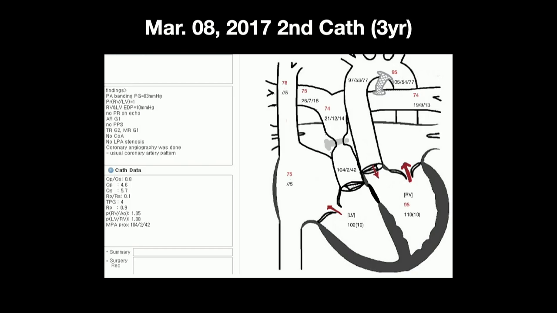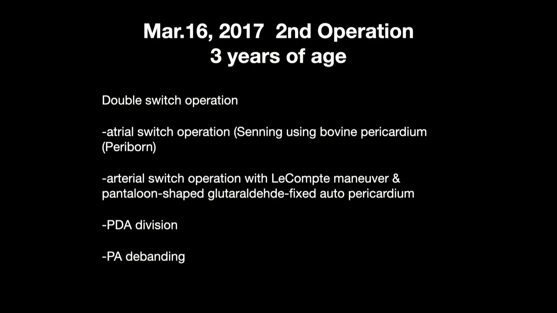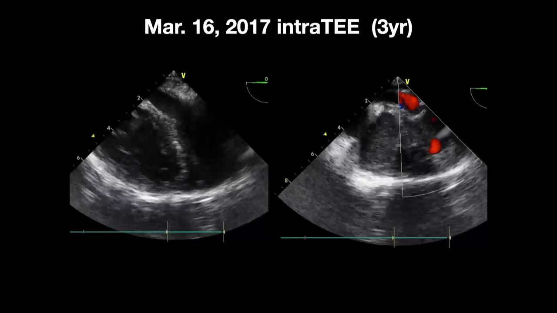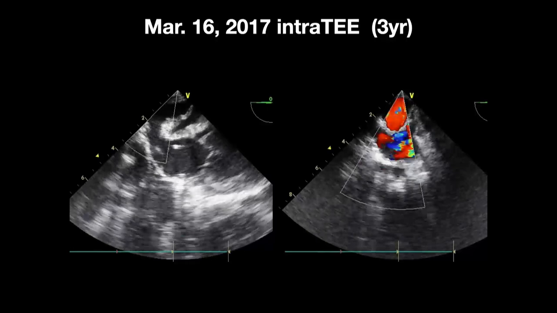So at the age of 3, the second operation was performed: double switch operation with atrial switch operation and arterial switch operation and PDA division and PA debanding. And this is the intraoperative echo. The ventricular function looks good and the morphologic TR has regressed. And no ascending pathway obstruction was noticed.